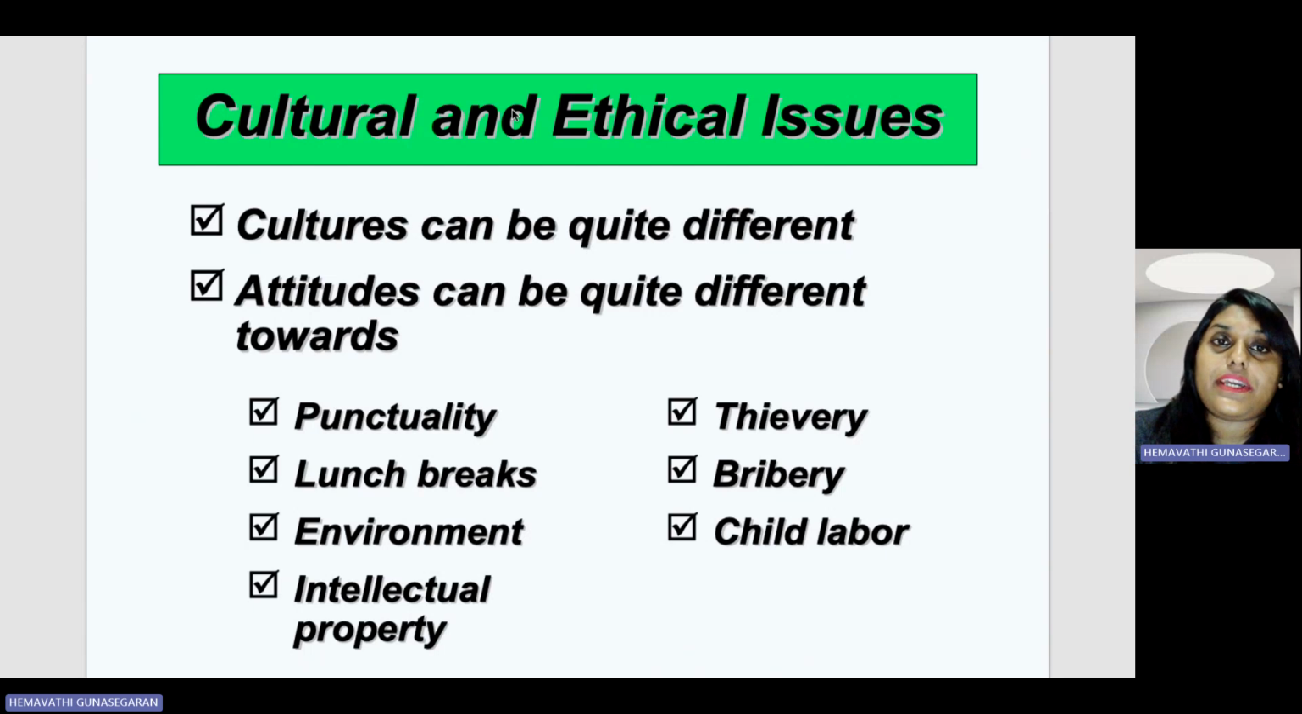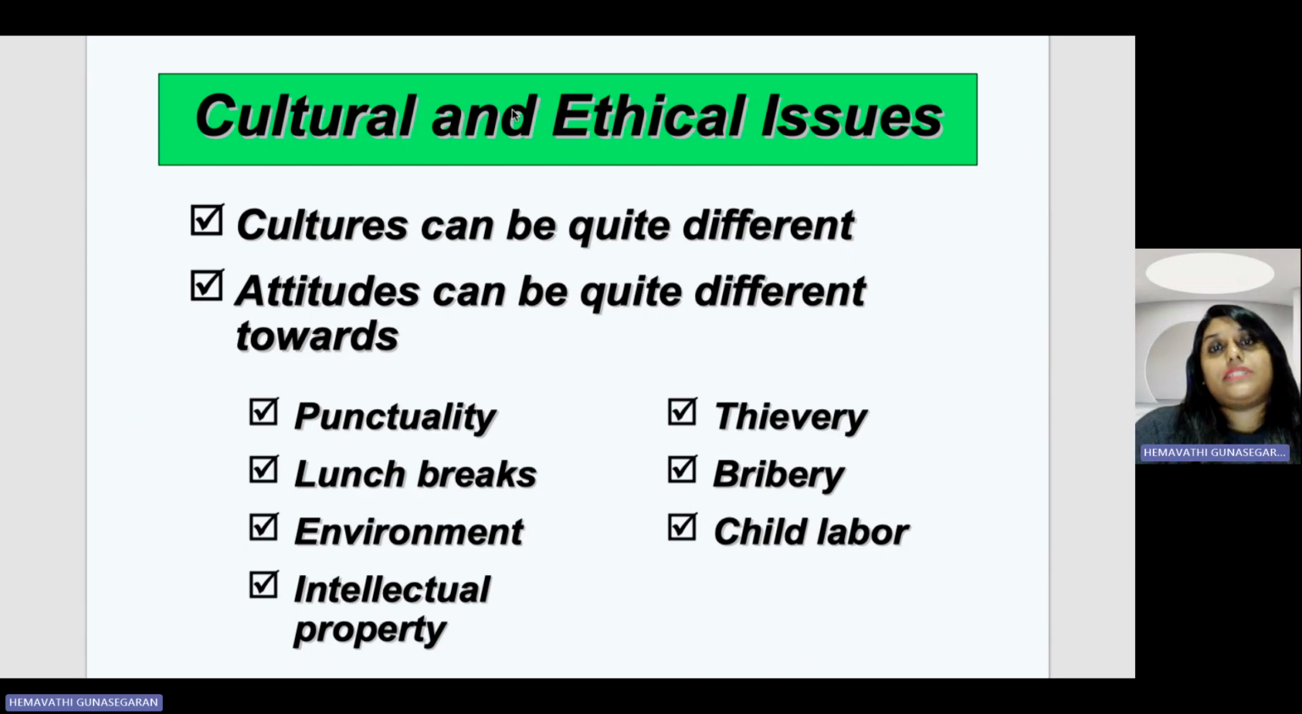So when you want to speak about globalizing, it is important that you meet the cultural values of the country that you are going to work with, you are going to associate with, right? And attitudes can be quite different towards punctuality, lunch break, environment, intellectual property, thievery, bribery, and also child labor. Each country and each company of that particular country have their differences. And each citizen and each population of the country have different opinions and views.